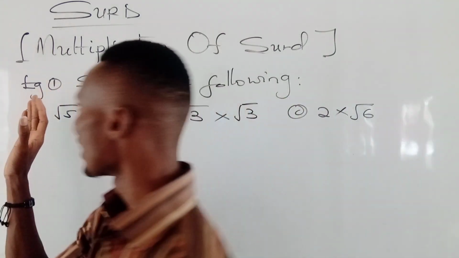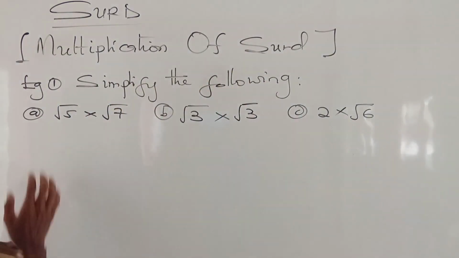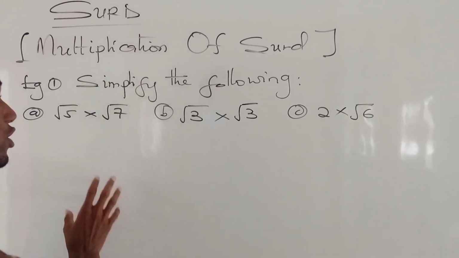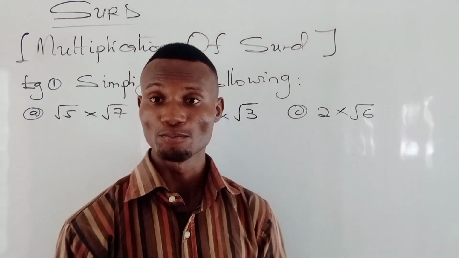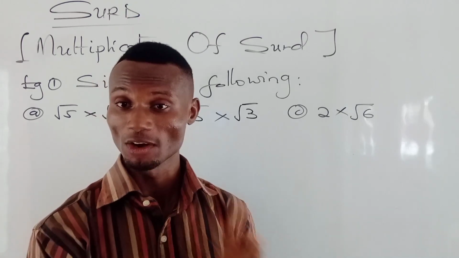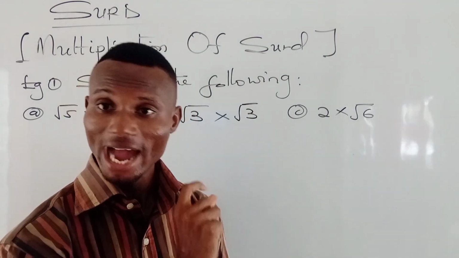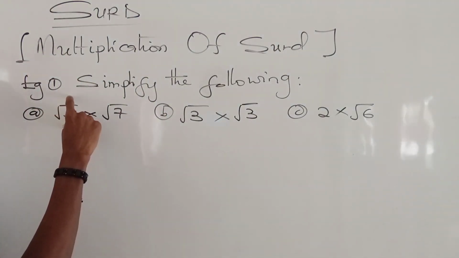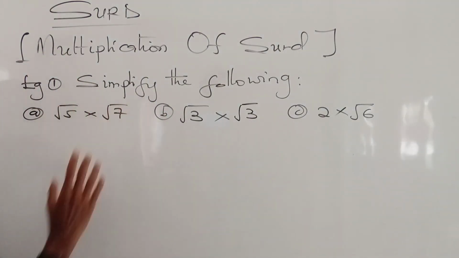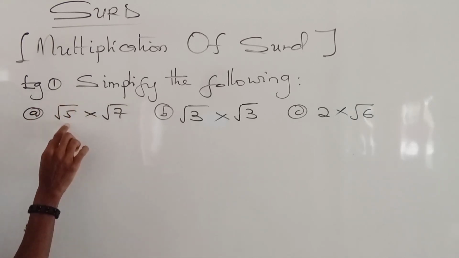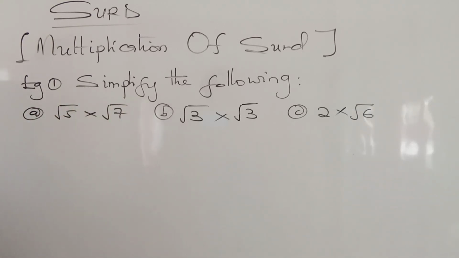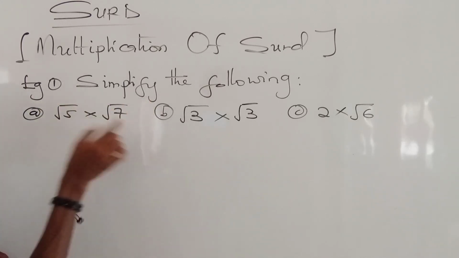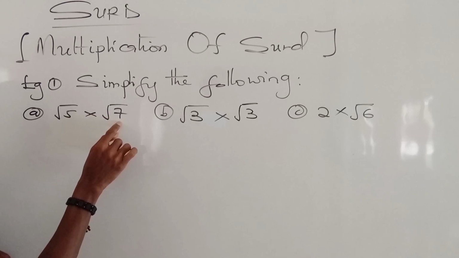So the example 1, it says simplify the following. So the A, I have square root of 5 times square root of 7. So now this is a type of multiplication under the multiplication of SURD, where both values have a square root sign in it. So the A here, you can see that this one has a square root sign in it, this one also has a square root sign in it. So we have square root of 5 times square root of 7. So now both of them have a square root sign in it, but the values are different. This is 5, this is 7.